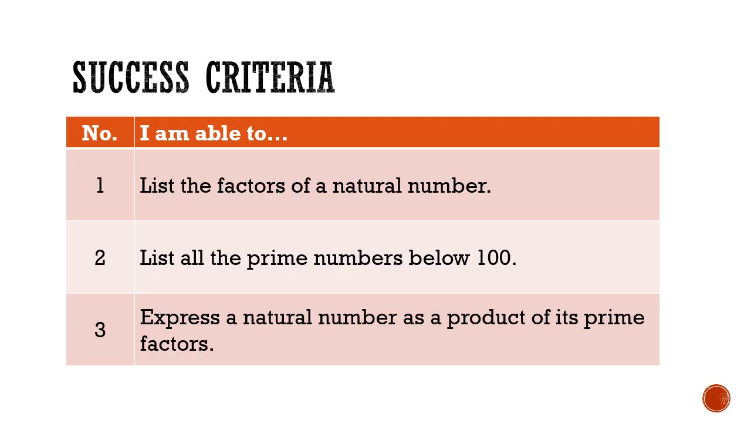The success criteria for today would be for students to be able to list out all the factors of any natural number, to list out all the prime numbers below 100, and to express a natural number as a product of its prime factors.